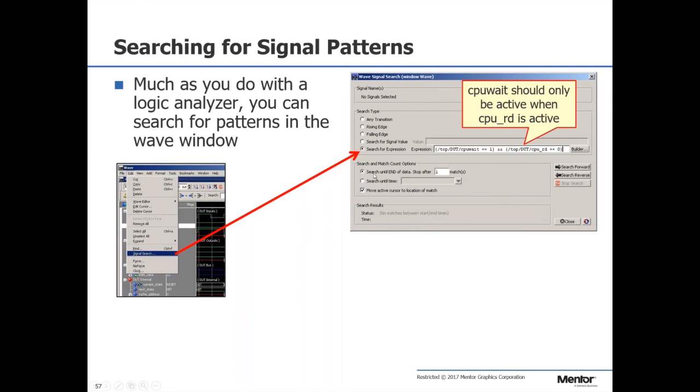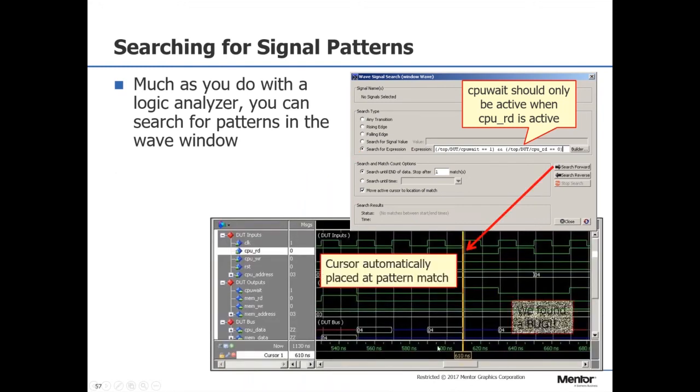I can search for the first time that that happens. I can search for the 50th time that that happens, whatever. I can search within a certain time window. So all of these different things, I create that, I say go, and then what it does is it searches the wave database, and it's found a time when this is true, puts the cursor right there, and allows me to kind of look at the signals around there.